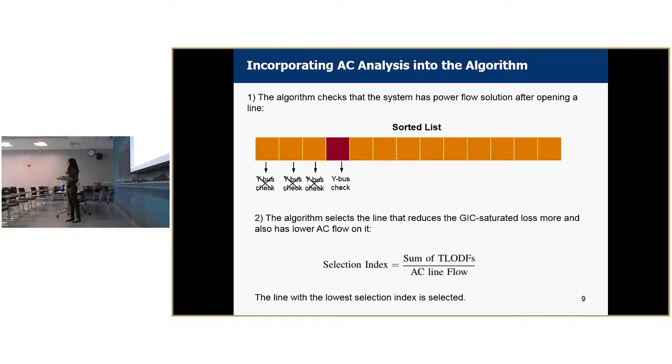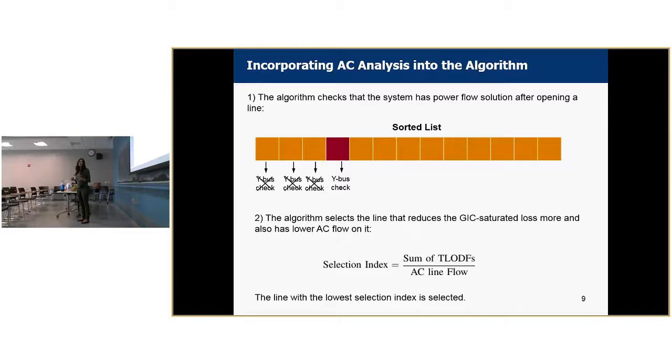So with this line switching algorithm, we have to be careful that when we open a line, even though we are reducing the losses, the DC approximated losses, we are also changing the topology of the system, so that will also change the AC flows on the system. So we need to be careful that by switching these lines, we would still get some acceptable AC solution.